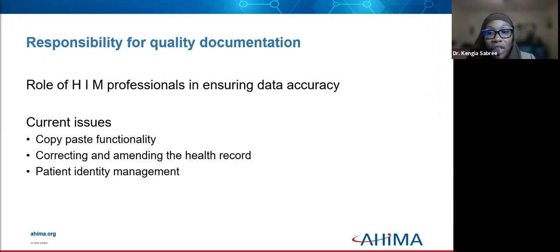Patient identity management is a huge issue in today's connected environment. Ensuring that the right patient is connected with the right information relies on accurate patient identity management. The provider of care is responsible for ensuring that the entries made to the record are of high quality. So, although the facility's medical staff bylaws establish the rules and regulations for health record content, the individual care providers are ultimately responsible for the quality of entries that they make and that they authenticate.